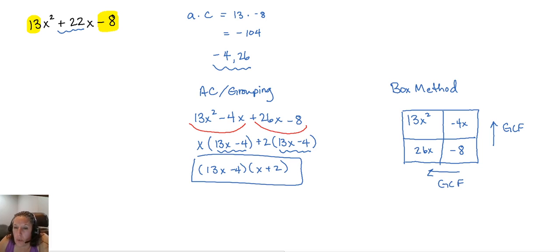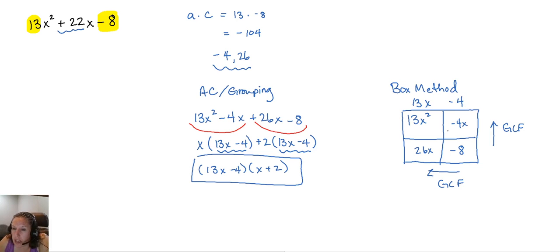So 13x squared and 26x, well, they both have a factor of 13 and they both have an x. So we're going to pull a 13x out on the top. Negative 4x and negative 8, well, they're both negative, so we can pull out a negative. 4 and 8 both have a common factor of 4. We can't pull out an x because we don't have an x on this last one. So one of our factors is going to be 13x minus 4.